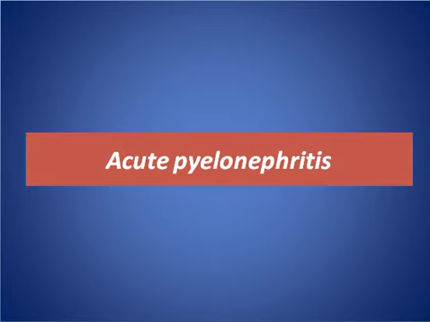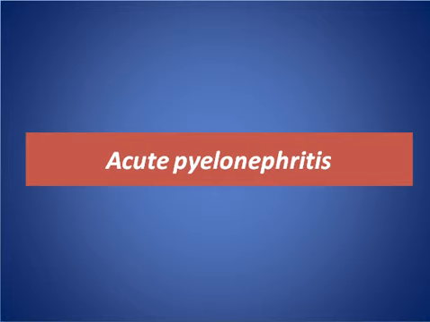What is acute pyelonephritis? Acute pyelonephritis is a common condition caused by ascending urinary tract infection. It is most common in women and usually caused by Escherichia coli. Less commonly, it is due to hematogenous infection, and here the causative organism is gram-positive cocci.